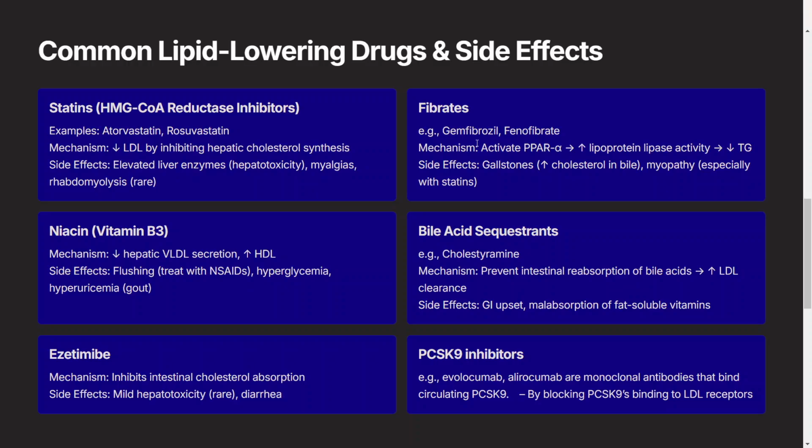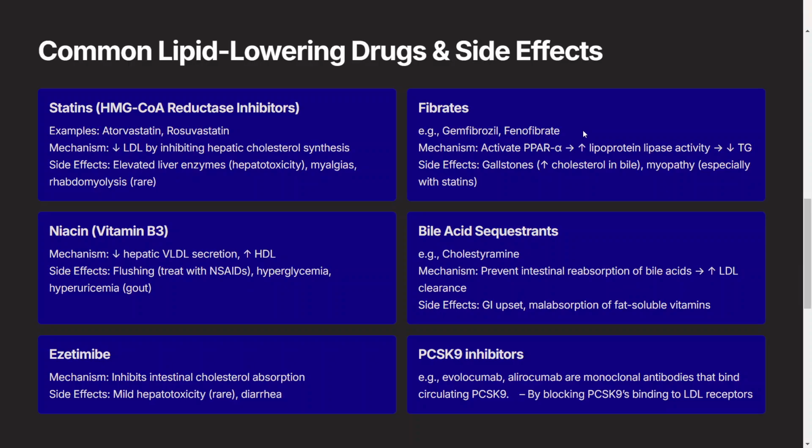We have the fibrates, which we already talked about. They activate PPAR alpha. You have to remember that in this case it's alpha, not gamma like the one for diabetes. So PPAR alpha increases the lipoprotein lipase activity and reduces the triglycerides. The side effects of fibrates usually are gallstones, because they increase the cholesterol in the bile. You can also have myopathy, especially when you use them in combination with statins.